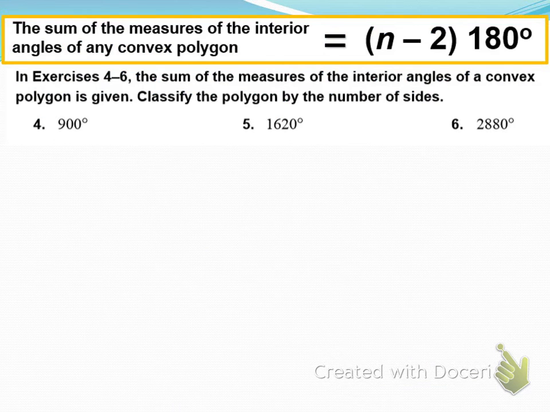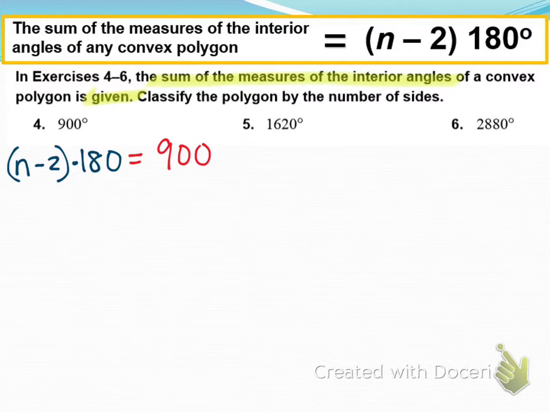Okay. We're going to work backwards this time. It says the sum of the measures of the interior angles is given. So the sum is how many degrees are inside of a shape. We've got to figure out what shape it was. So normally you use n minus 2 times 180, and it would give me the sum of the interior angles. For this example, what is the sum of the inside angles? 900. So we've got to work backwards to find out what n was, what the number of sides was.